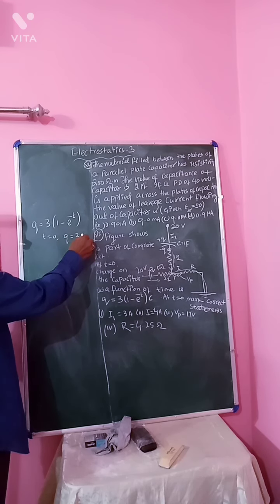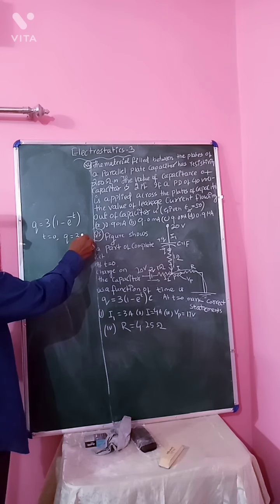Now see, this is at 20 volt. If you use Kirchhoff's law, at time t equals 0 there is no charge on the capacitor, so no potential difference. So 20 volt minus 3 volt is 17 volt. So the potential at point P is 17 volts.